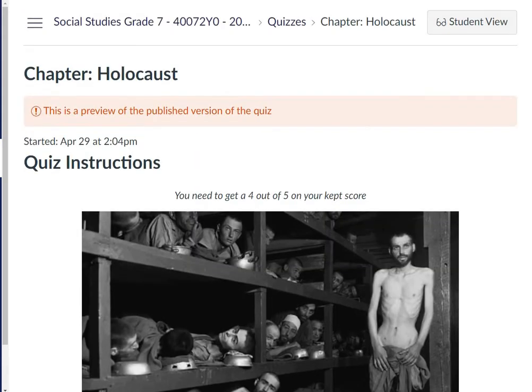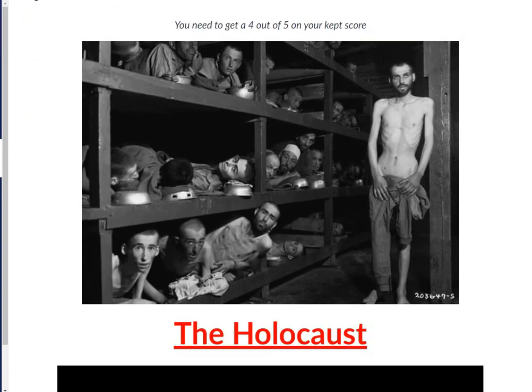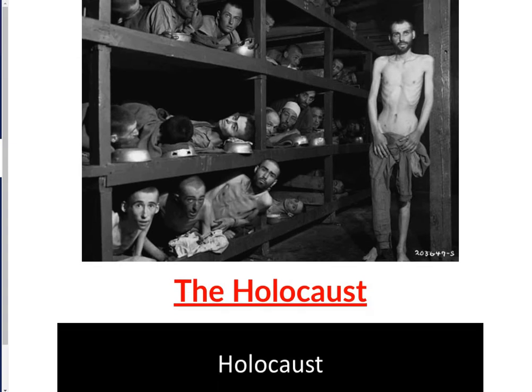So this is the chapter on the Holocaust. It's very short. In this first picture, which is very famous, most of the pictures in here are very famous, this is where they would sleep. They would have the prisoners sleeping, and you can see there's like three of them right next to each other. They're using bowls for pillows, and they're starving. Most of them look very much like skeletons.